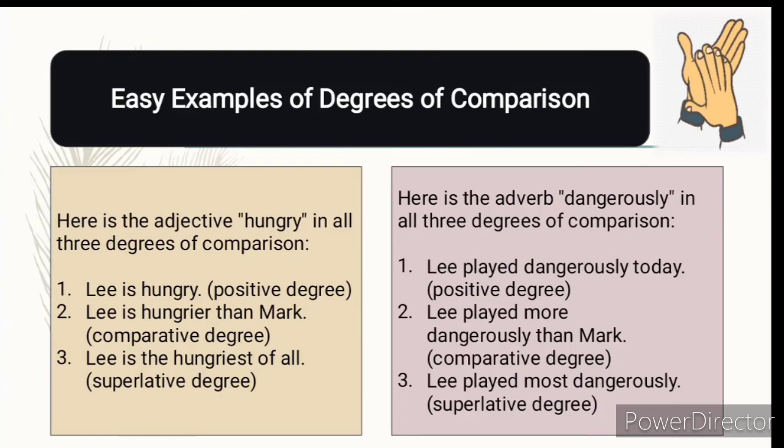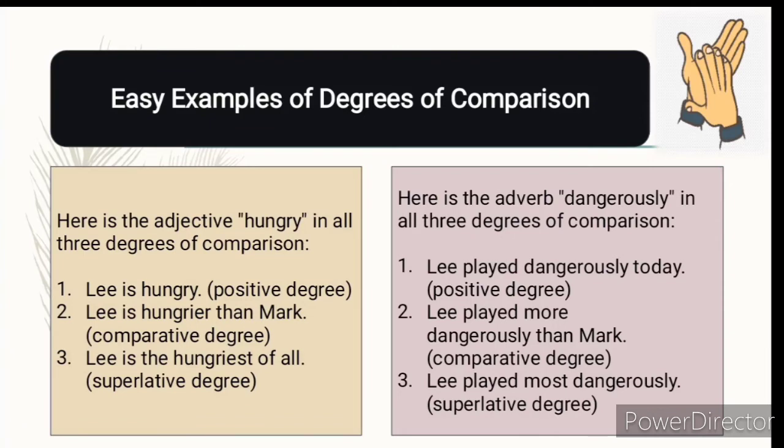Here is the adjective hungry in all three degrees of comparison, and here is also the adverb dangerously in all three degrees of comparison. I will tell you one by one. In adjective, Lee is hungry is positive degree. Lee is hungrier than Mark is comparative degree. Lee is the hungriest of all is superlative degree.